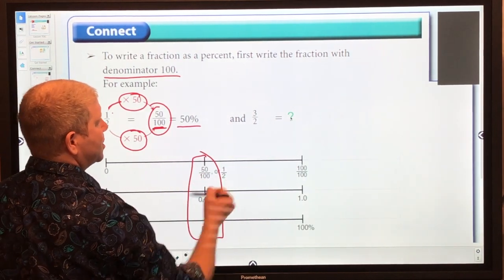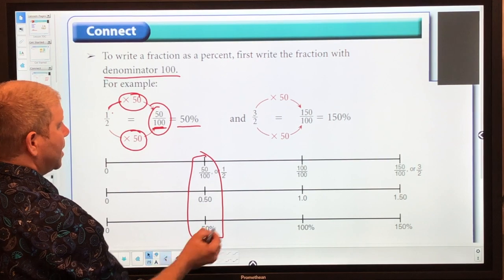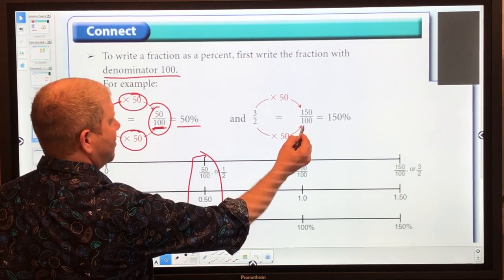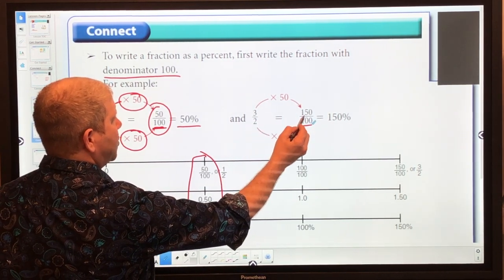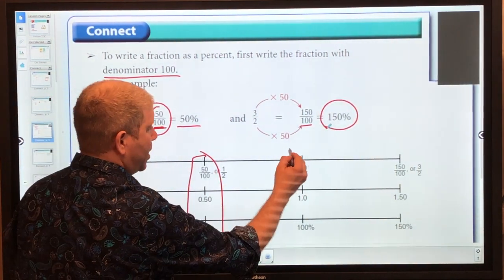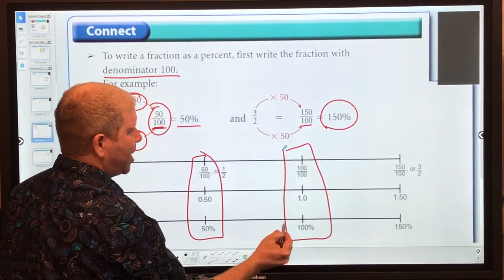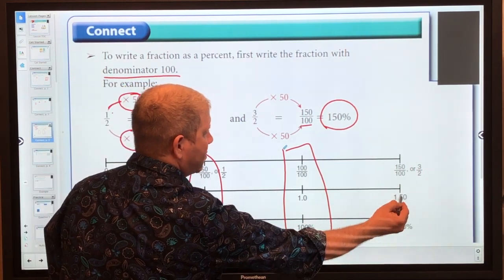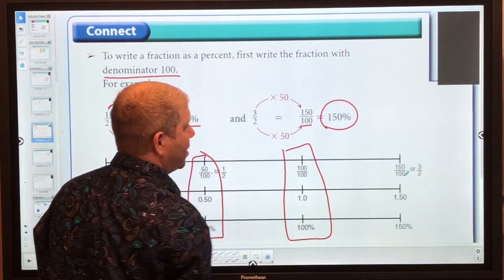Now 3 over 2 is a special case. 2 times 50 is going to give us 100. 3 times 50 will be 150. So now we're larger than 1. So here's 1 or 100%. We're going an extra 50% beyond, right over here.